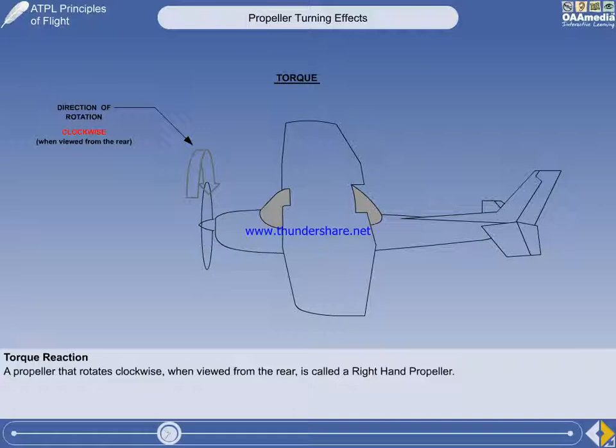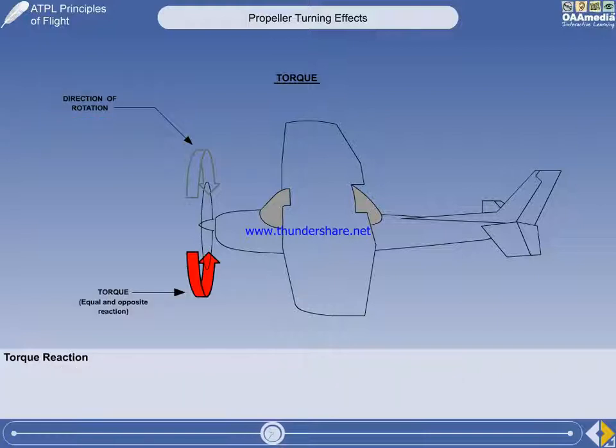The majority of piston engines fitted to single-engine light aircraft rotate clockwise when viewed from the rear. This is called a right-hand propeller. The first turning effect we will look at is torque reaction.